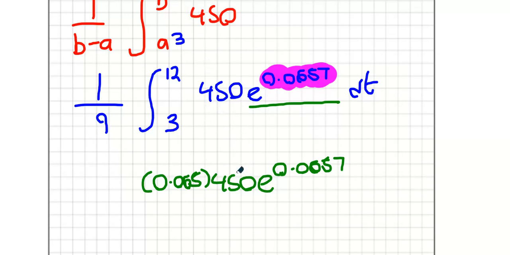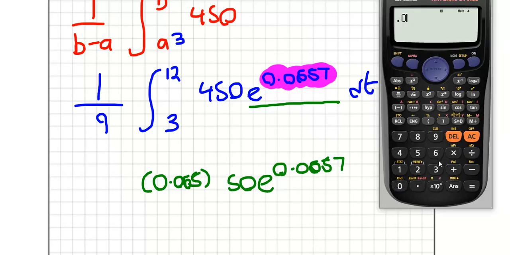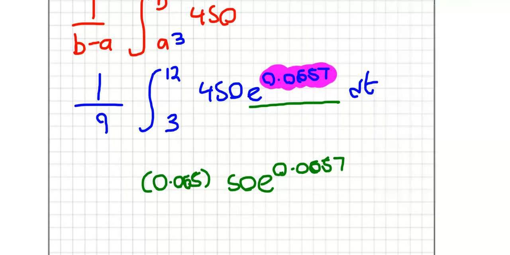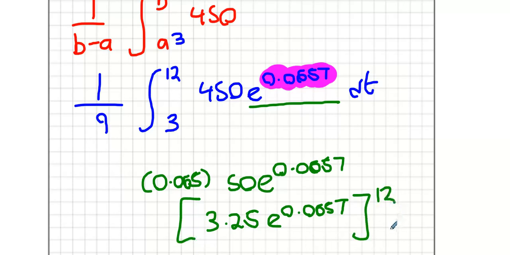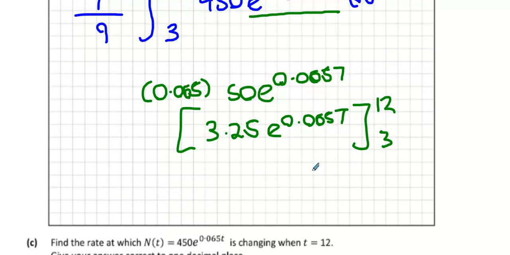I think I actually might use that opportunity to do this. 1/9 of 450 is 50, isn't it? Yeah, that's perfect. I'm all for that. Multiply it by 50, which is 13 over 4, otherwise known as 3.25. And 3.25 e to the 0.065 t, and it has to go from 12 to 3. 12 to 3, cool, you guys? And we lob it in, and what do we get?